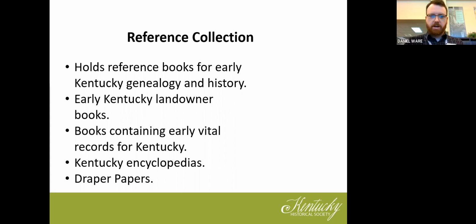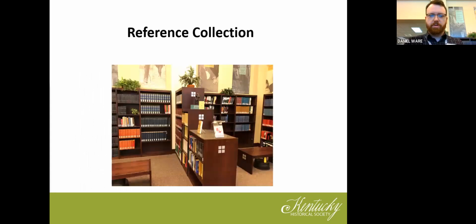And for those on Zoom, I have a picture you can see of a general idea of what our reference collection looks like. I wanted to provide some pictures so everybody, whether you're here in person or on Zoom, can get an idea of some of the sections and some of the different types of records we have.